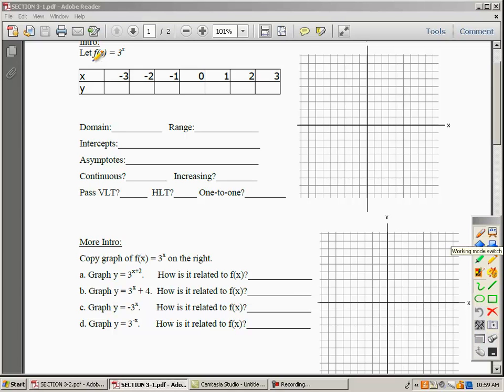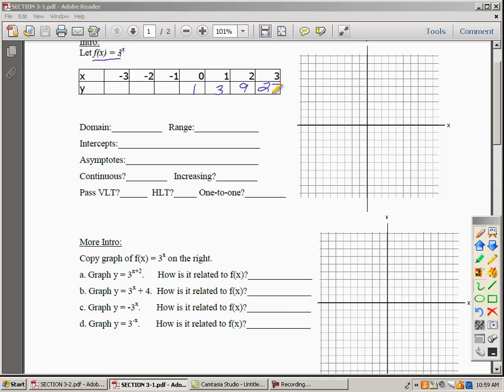As we look at this function, y equals 3 to the x power, I'm going to start by putting exponents in. 3 to the 0 power is always 1 because anything to the 0 power is 1. 3 to the first power is 3. 3 to the second power is 9. And 3 to the third power is 27.